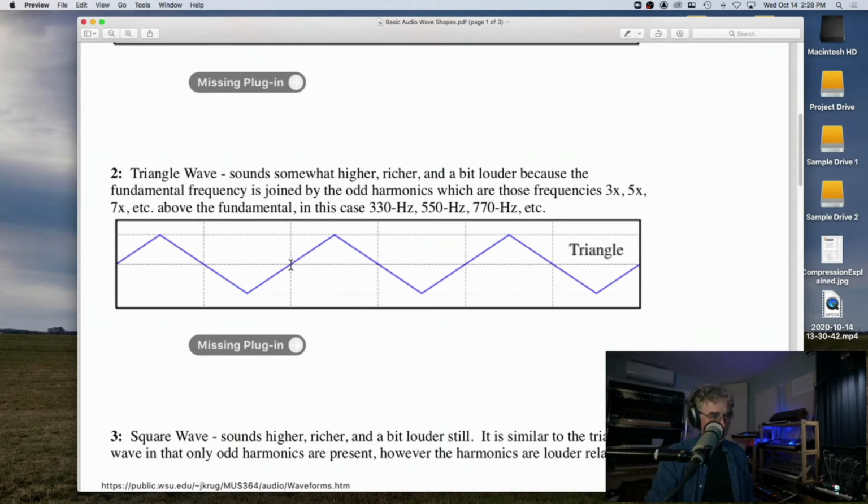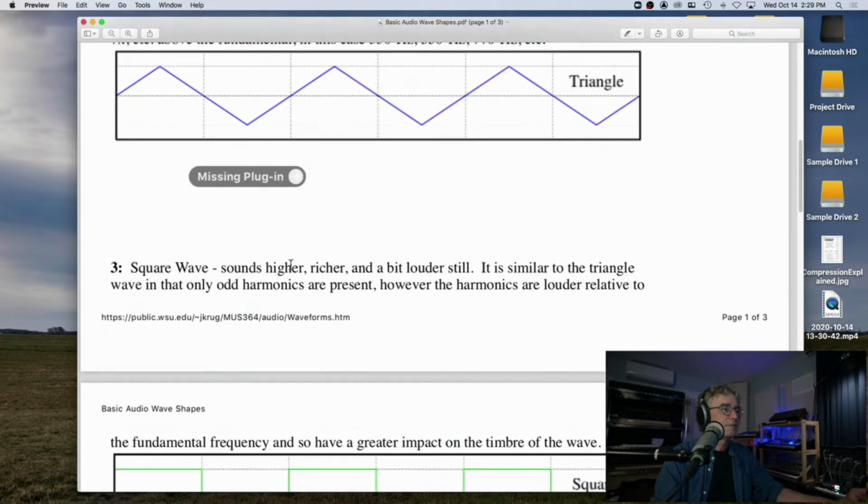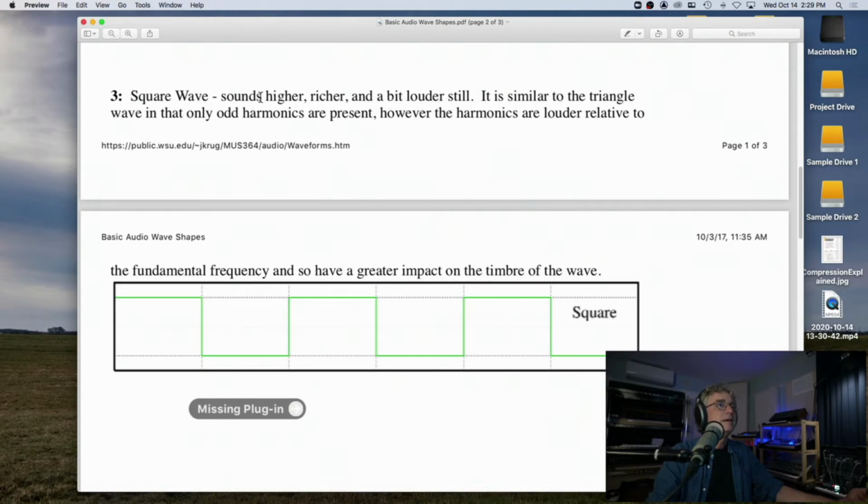And the cycles are important because the number of cycles in each second determines the actual pitch. So the more cycles in a second, the higher the pitch. So you can get 440 cycles per second, or hertz, they call that. That's A above middle C, I believe. Square wave: still odd harmonics, but the odd harmonics are louder relative to the fundamental frequency, so they have a greater impact on the timbre of the wave. And it ends up looking like this, right? So one cycle is from here to right here.